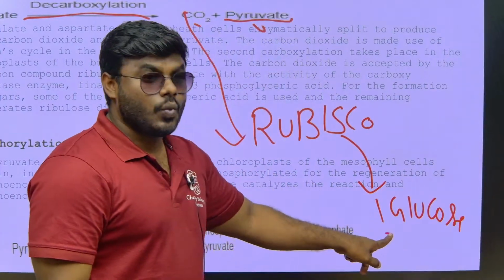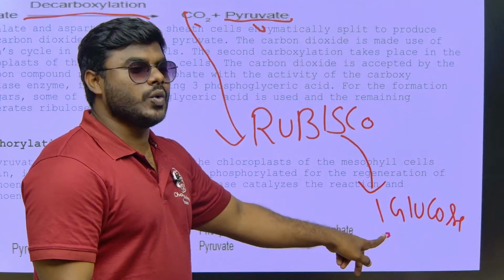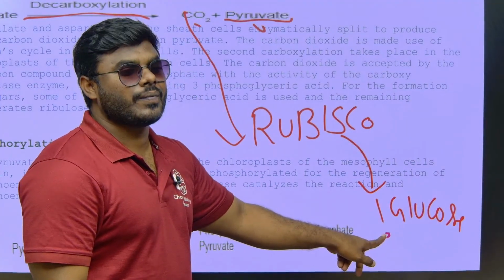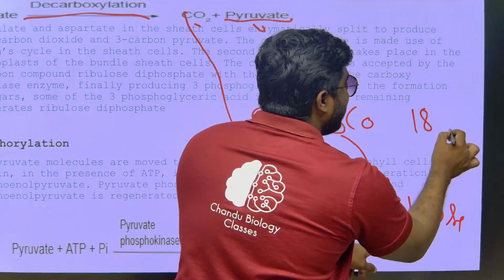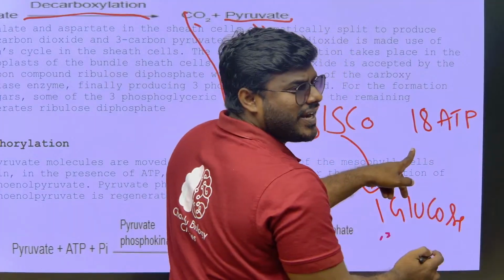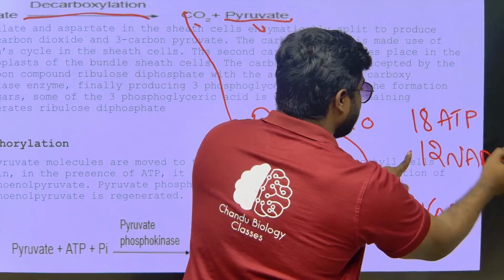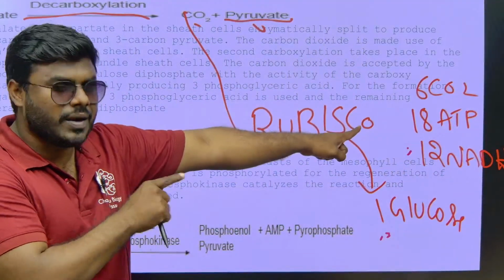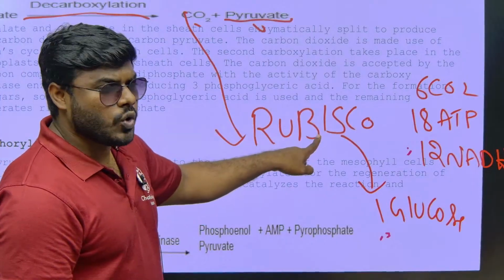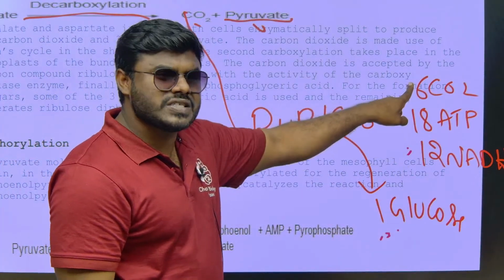Correct? 1 glucose. Now tell me, in order to produce 1 glucose, how many ATP do we require? We read that previously. How many? 18 ATP. Very, very good. And how many NADPH? 12 NADPH. Wonderful. How many carbon dioxide? 6. This is clear. So in C4 also the same calculation comes. But first listen. Because Rubisco is there, it continues the Calvin cycle to produce the glucose. So the same thing is happening.